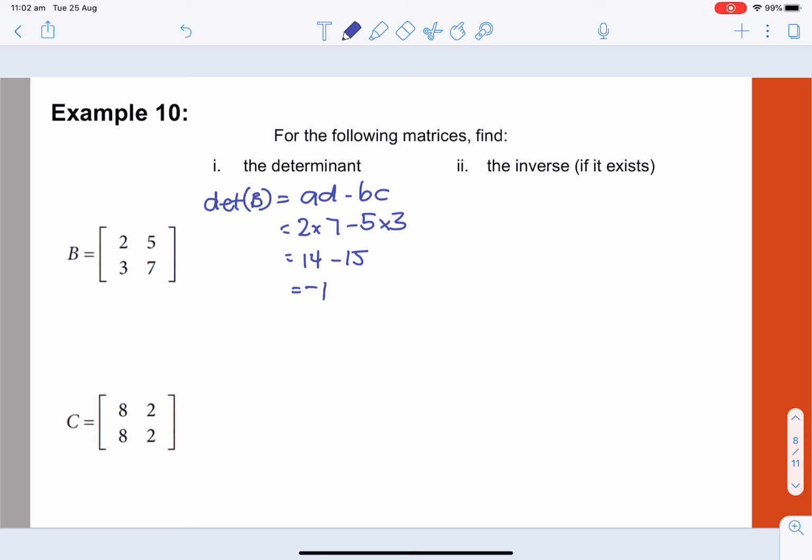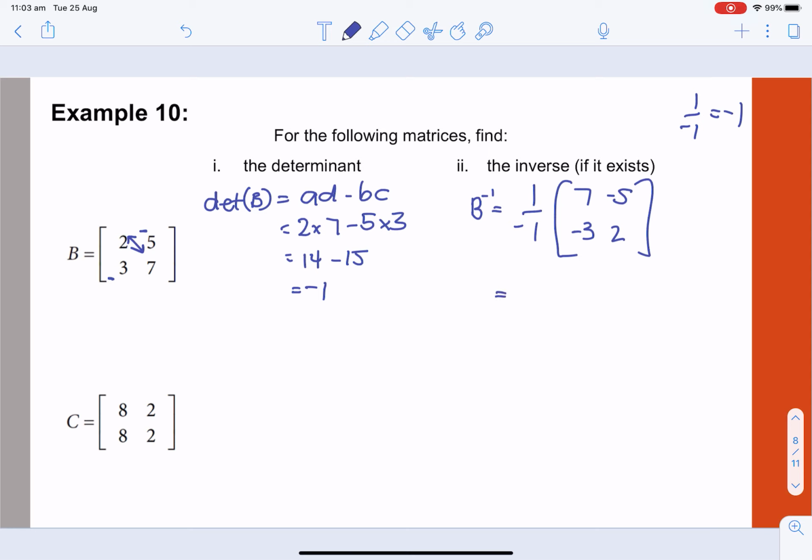Now the inverse. Again, we're switching our A and D figures, and we're making our B and C negative. So I've got 7 in the top left, 2 in the bottom right, negative 5, negative 3. Box around those. 1 over, now my determinant was negative 1. 1 over negative 1 gives us negative 1. 1 over 1 is 1. So all I need to do now is multiply everything within my matrix by negative 1.